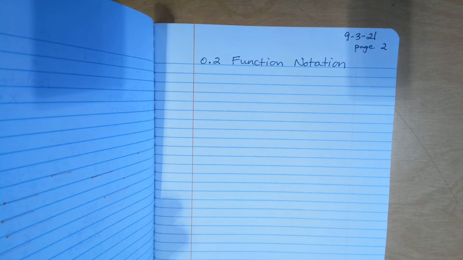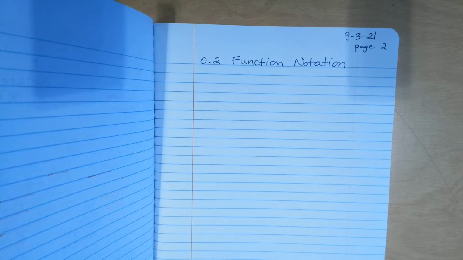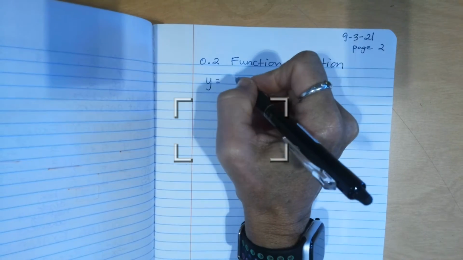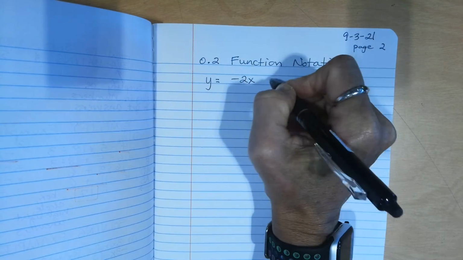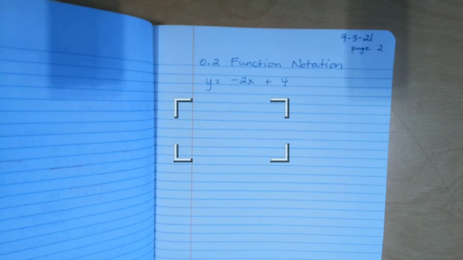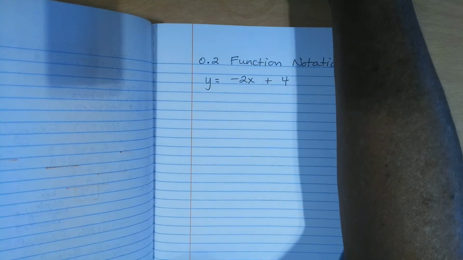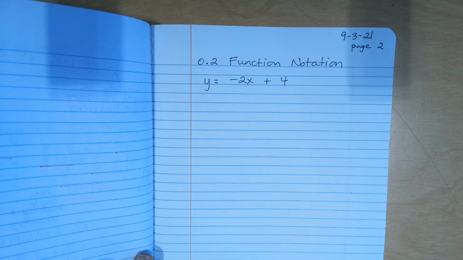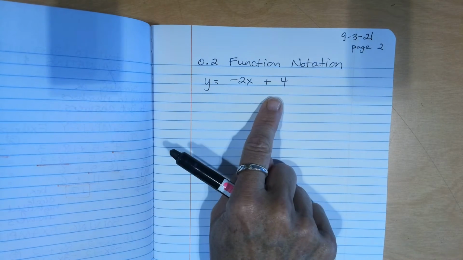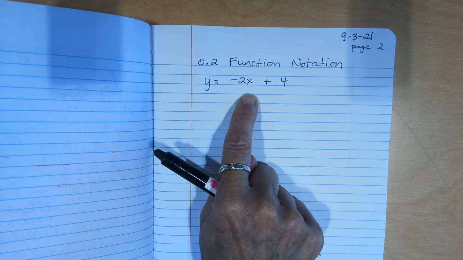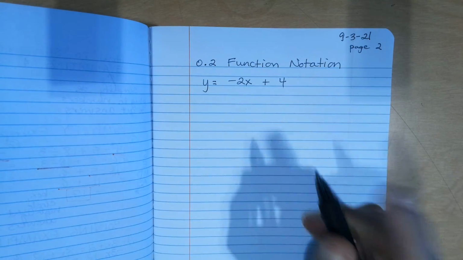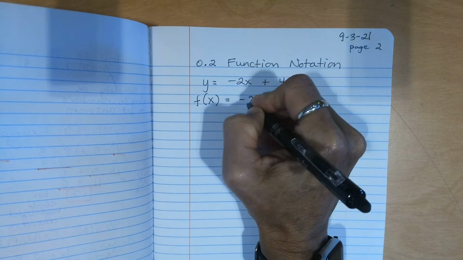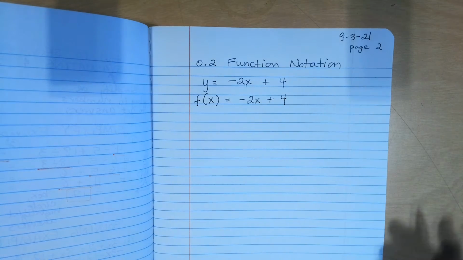So the notes for today is just how to write stuff with functions. And here's a function. Y equals negative 2x plus 4. Pretty basic function. It's linear. That's all, it looks like a straight line. Okay? So instead what we're going to do is say that y is a function of x. We're going to call it like this. The function of x is equal to negative 2x plus 4.